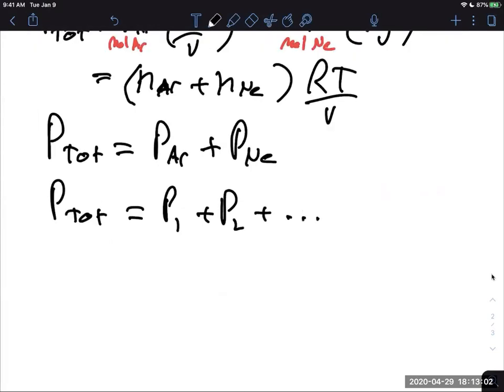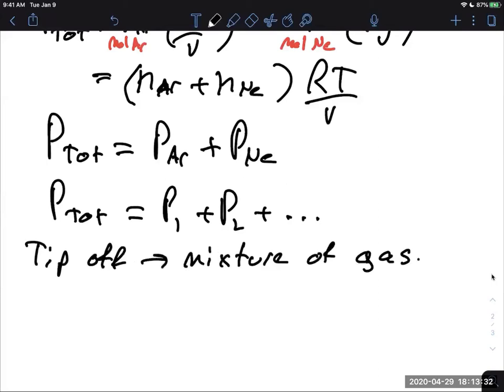So I've given you rules for each one of these. For the combined gas law, remember there's a change. For the ideal gas law, there's no change. They give you 3 states, you find the 4th property: pressure, volume, temperature. For this one, the tip-off is that you have a mixture of gases, and not just a mixture of gases, but a mixture of gases with no chemical reaction.